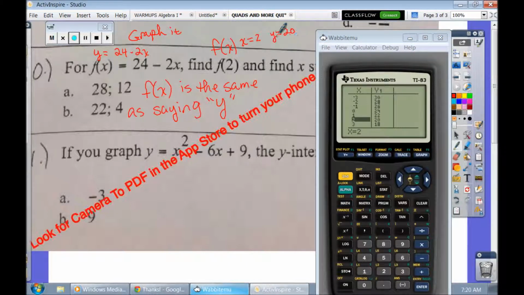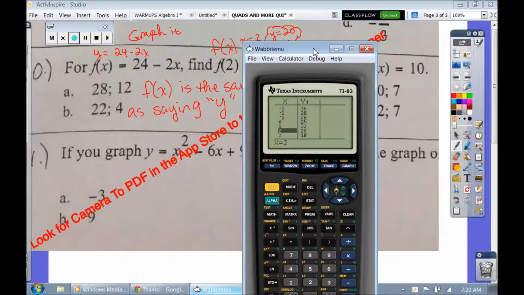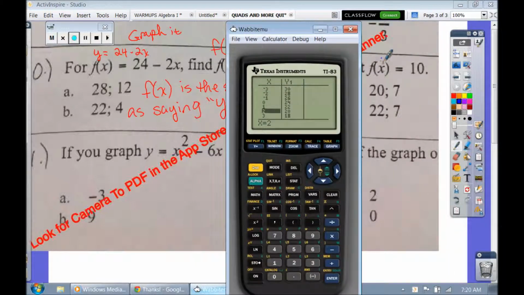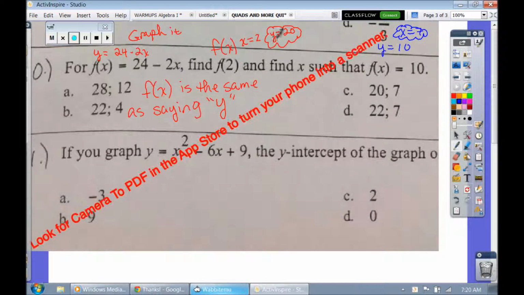But if you look at the second part of the question, and this is where some kids got confused, they thought this was x is 10. No, we just got finished saying that f of x is the same as saying y. So they're saying, what is the value of x if y is 10? So you have to look into the y column, and you'll see that x is 7. So our answer to this one is 20 and 7. Just remember, f of x is y. It's the same thing.